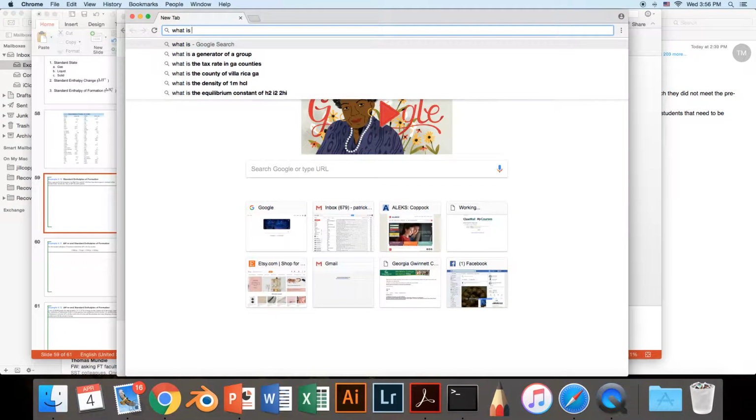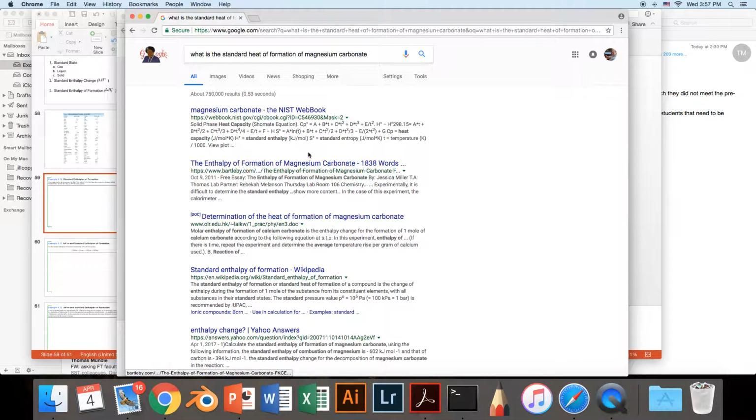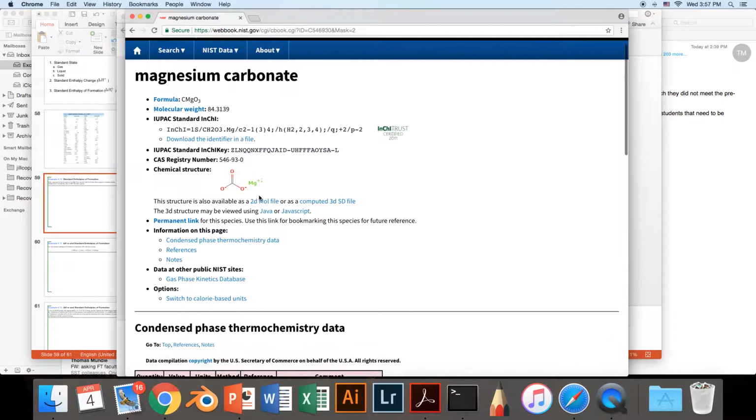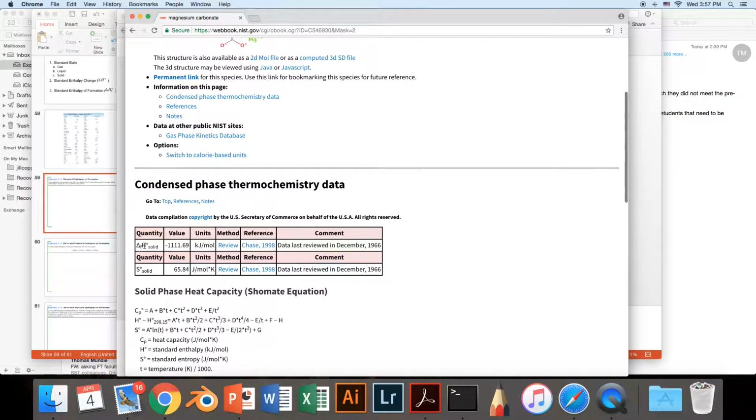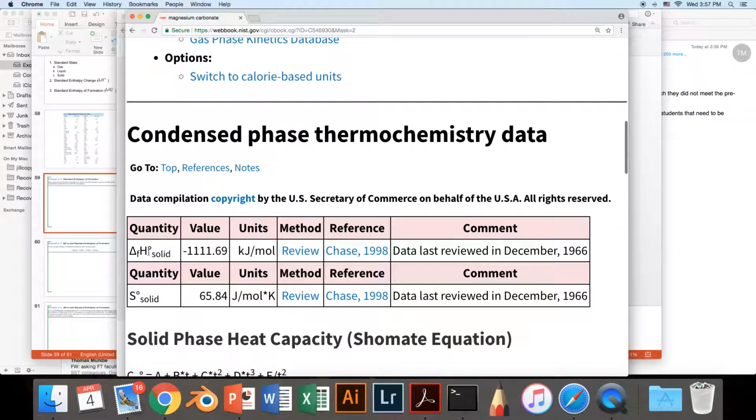What is the standard heat of formation of magnesium carbonate? Spelled magnesium carbonate wrong, apparently. All right, NIST web book. Standard heat of formation. Wow, this is not as pretty. There's the standard heat of formation. It looks like it's minus 111. Can you see it right here? Standard heat of formation of magnesium carbonate is minus 111.69 kilojoules per mole.